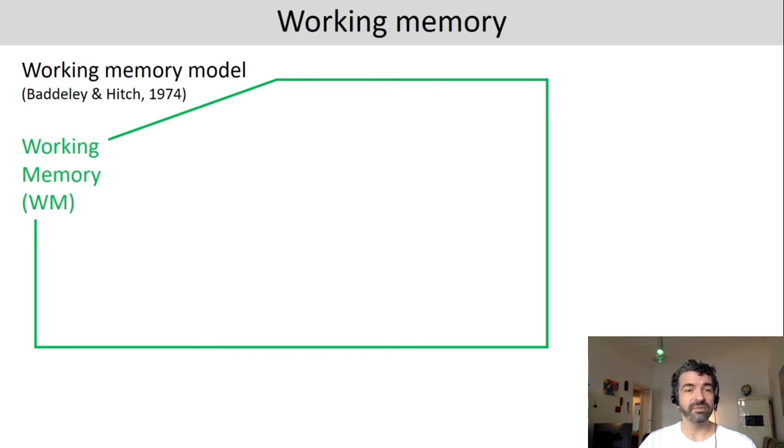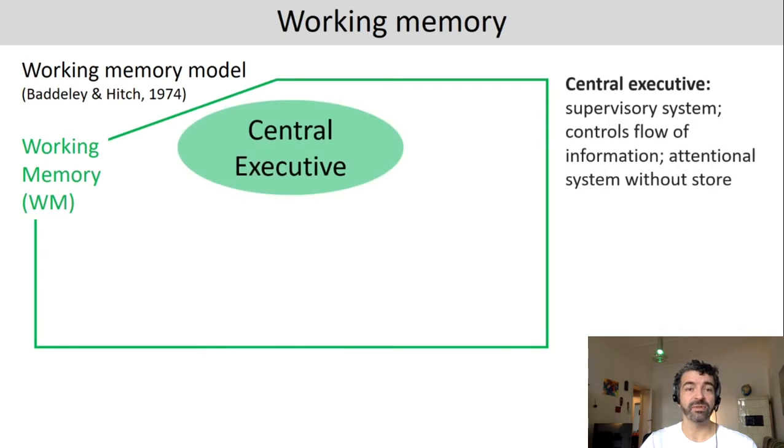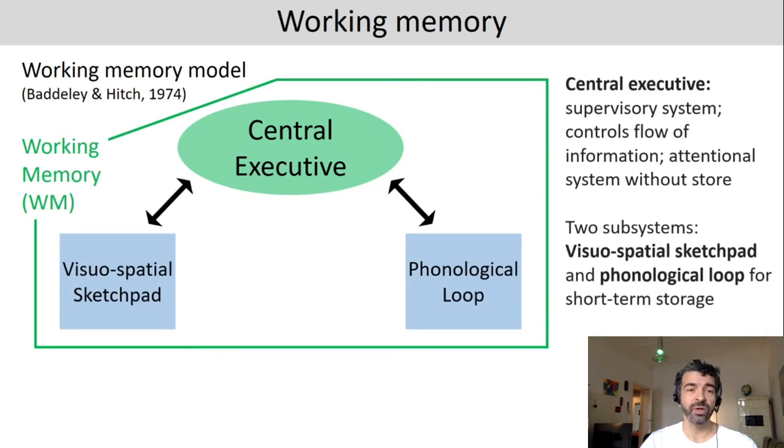Working memory as a concept is very similar to short-term memory. It serves the same purpose, namely to maintain information for a limited amount of time, but it has slightly different properties. So according to Baddeley and Hitch, working memory consists first of all of a central executive. The central executive is a supervisory system that only controls the flow of information, so it doesn't have a store itself. It is really just an attentional system that controls what information is going where and which information is being dropped.